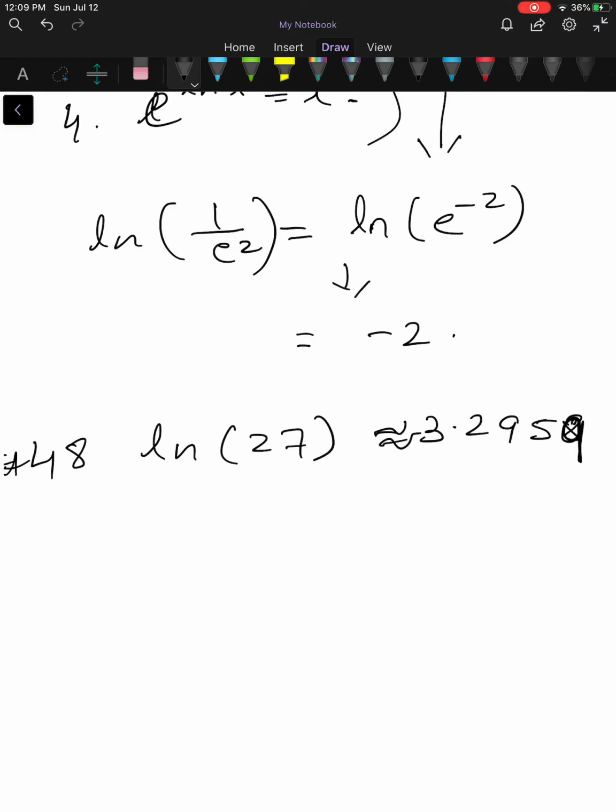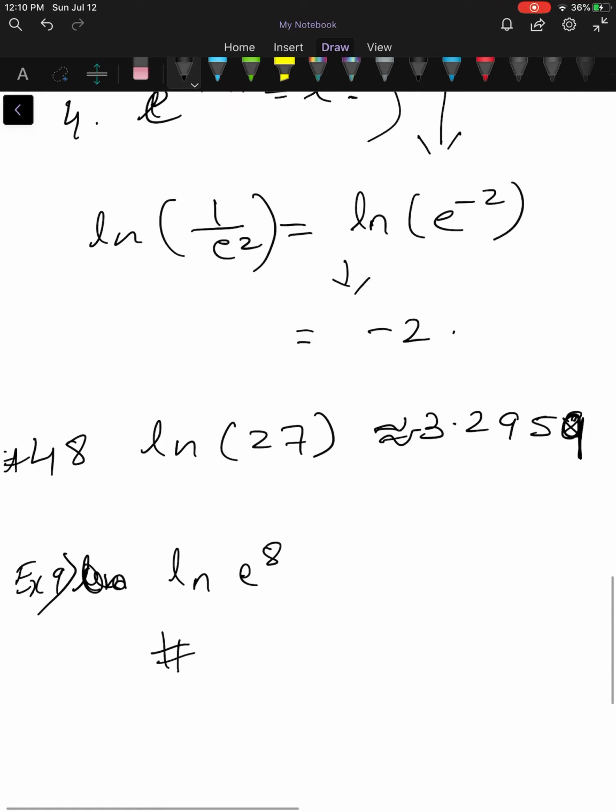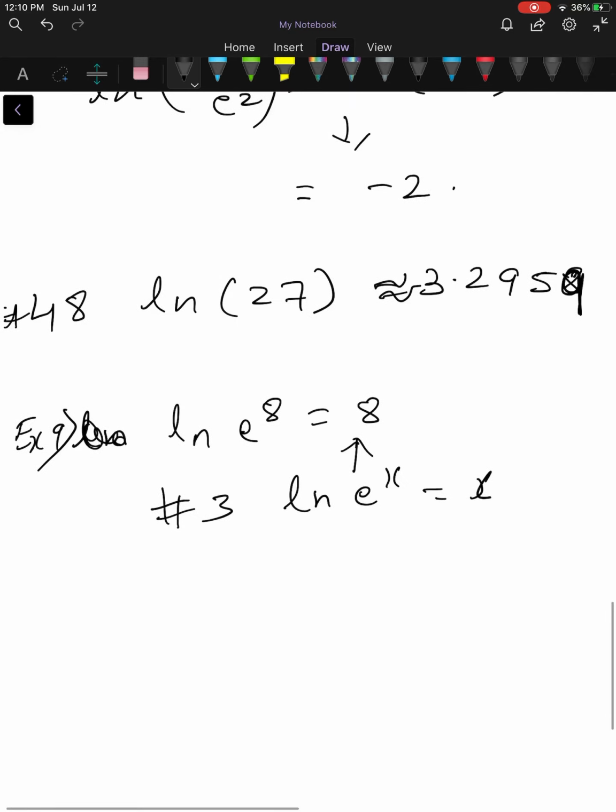I don't have any other evaluations in the exercise, I guess, which uses properties. So I will do an example itself for you. Example 9: ln e to the power 8. Here you again apply property number 3, which says that ln e to the power x is x itself. So this would be 8.